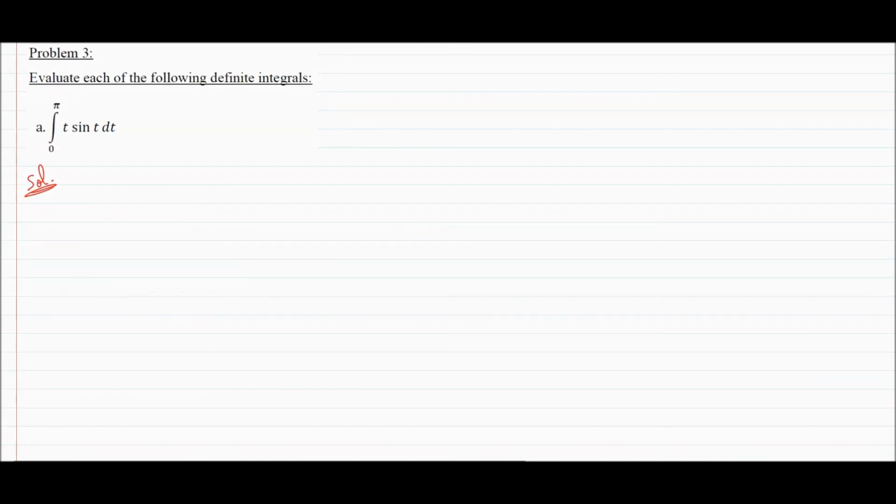And now let's go to problem number 3, which is evaluate each of the following definite integrals. The main difference between this problem and all previous problems is that this is a definite integration, so you have to find a value at the end of this problem. Let's start with item A, integration from 0 to pi, t sine t dt.